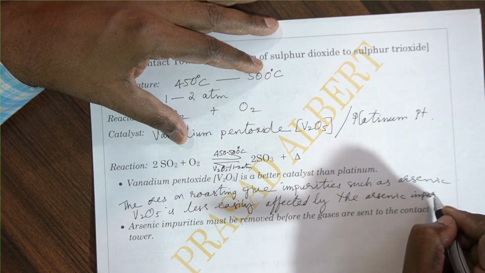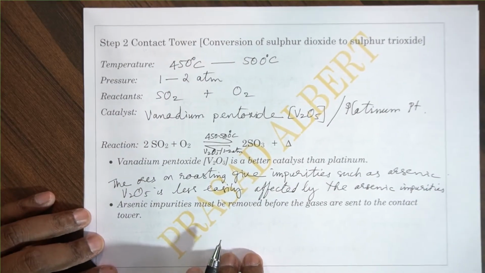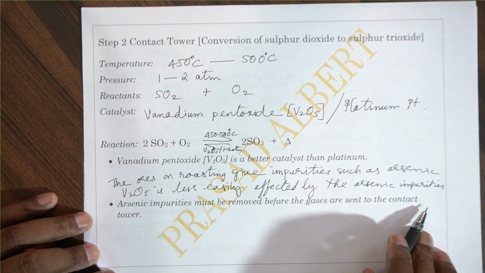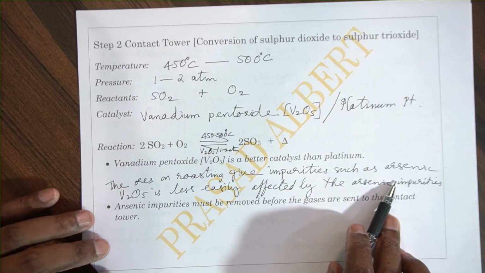So this is something we need to note. The arsenic impurities do not affect V2O5 so easily, whereas platinum is affected. That is why vanadium pentoxide is a better catalyst. Now where are the impurities coming from? From the ores which we are roasting to get sulfur dioxide.